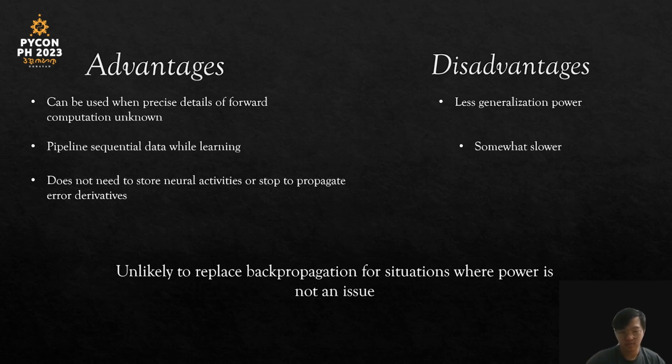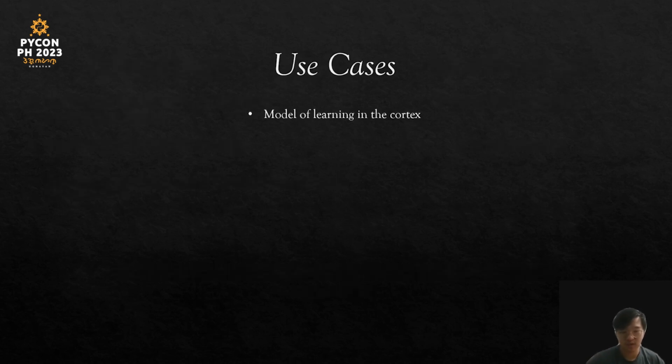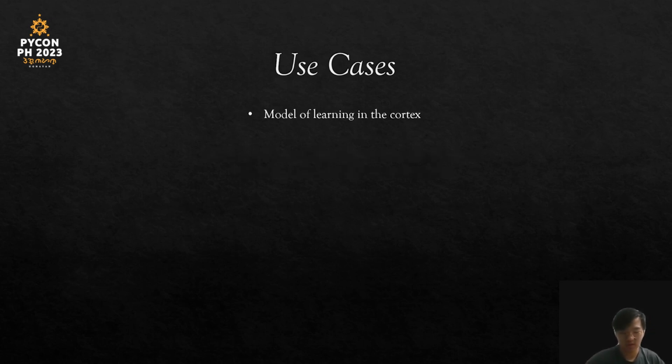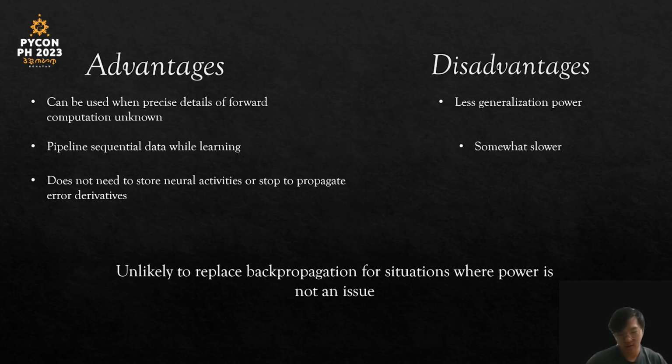However, some of the use cases. Geoffrey Hinton stated two of the use cases in his paper. I'm sure there are loads more use cases, but these are just two that he stated in his research paper. One of the use cases is that it can be used as a model of learning in the cortex, and the second one is that it can be used as a way of making use of very low power analog hardware without resorting to reinforcement learning. So again, unlikely to replace backprop for situations where power is not an issue.